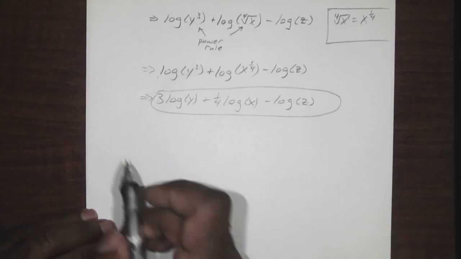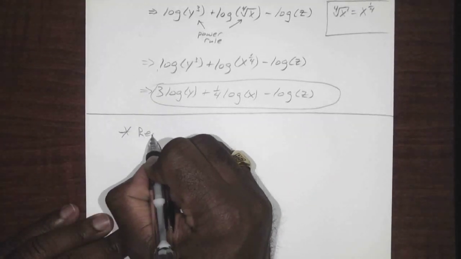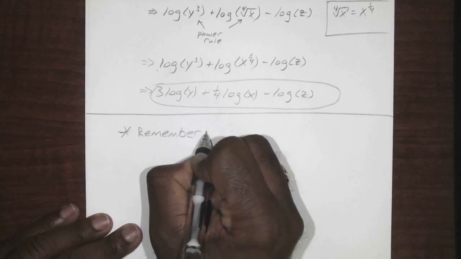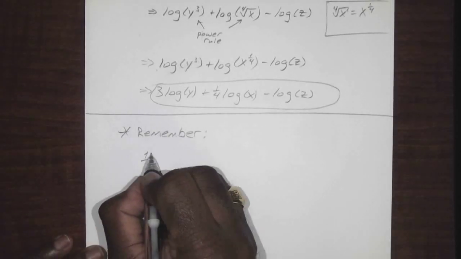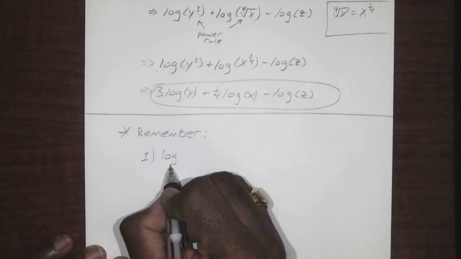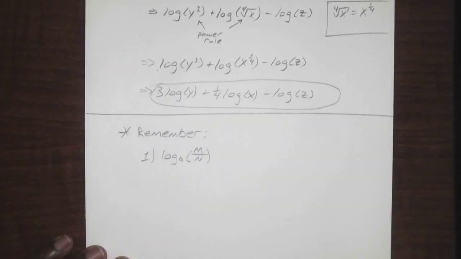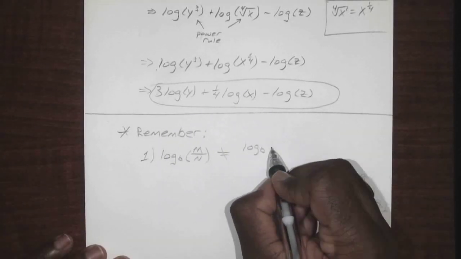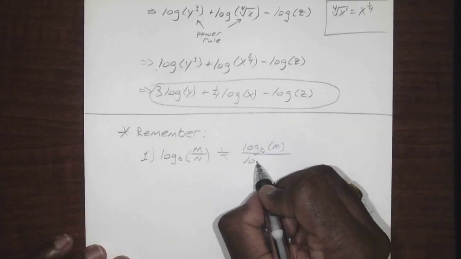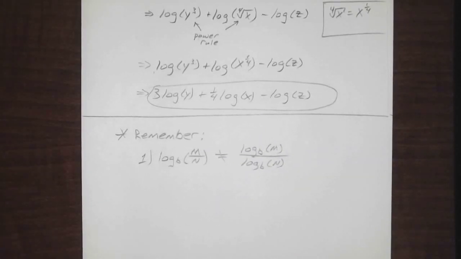Okay, so there are 2 things you want to remember, because I actually see these mistakes quite often. First, log base b of m divided by n does not equal log base b of m over log base b of n. Looks like it should work, but it doesn't.